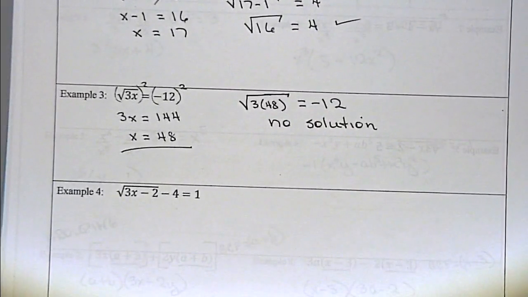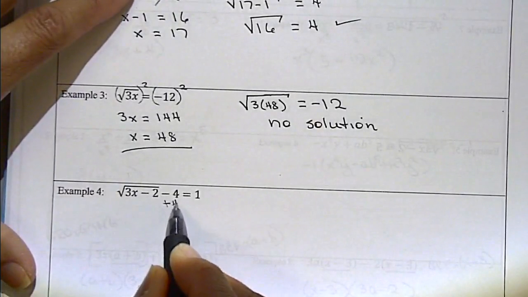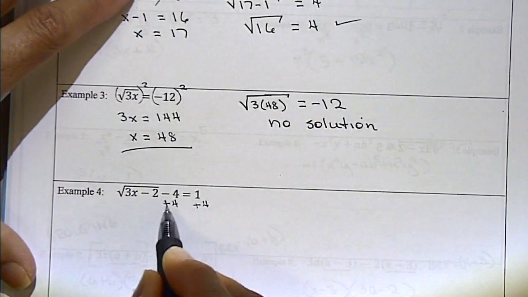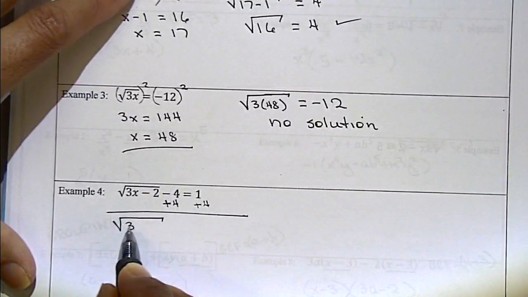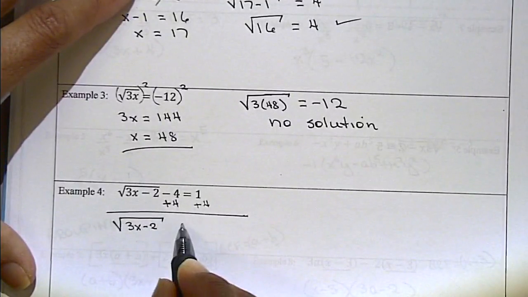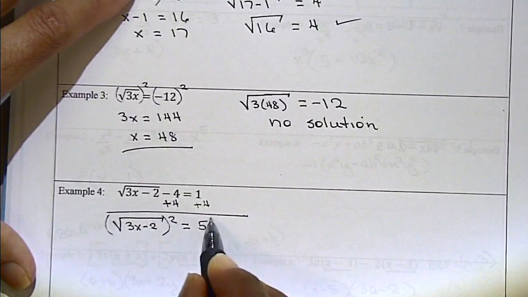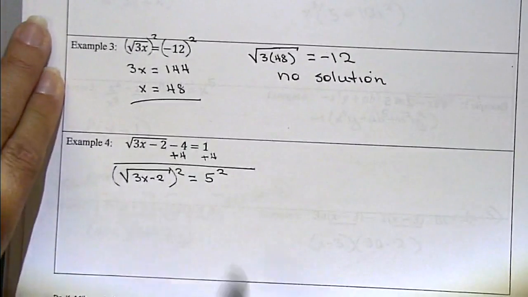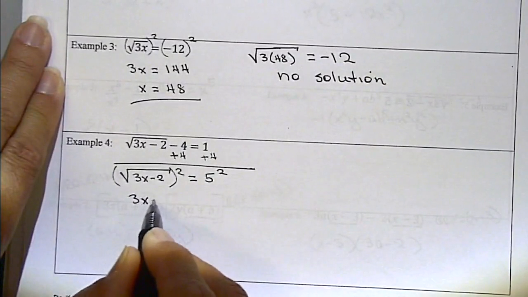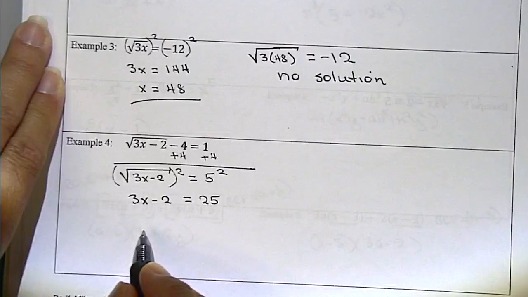side than just a radical. And we need it to be the radical on one side, everything else on the other side. So I'm going to add 4 to both sides to get rid of that minus 4, so that I will have my radical of 3x minus 2 equal to 5. And then I can square both sides to get rid of the radical. I end up with 3x minus 2 equals 25, which is easy to solve.